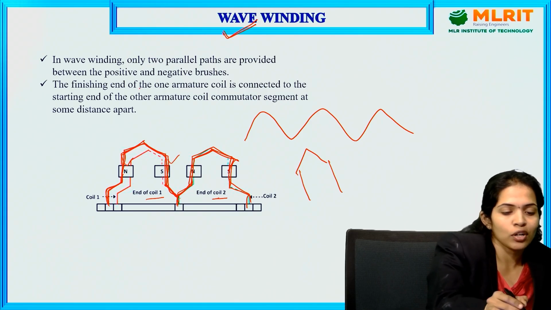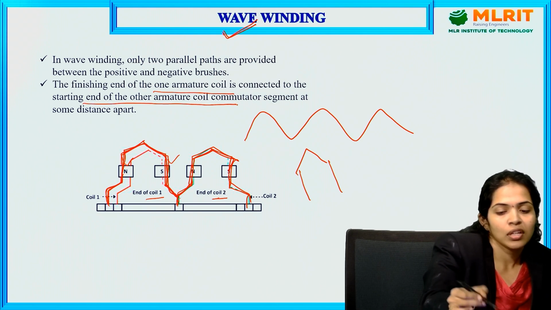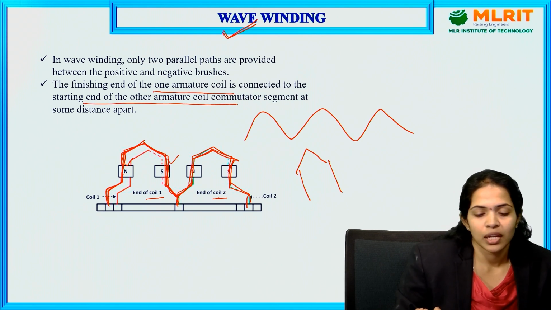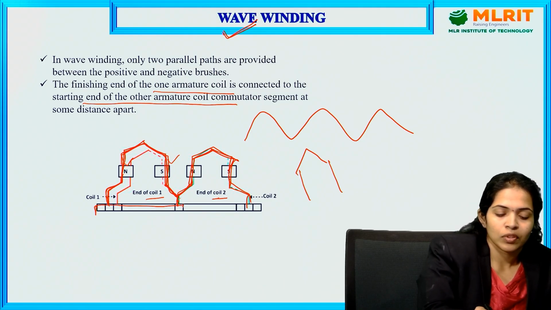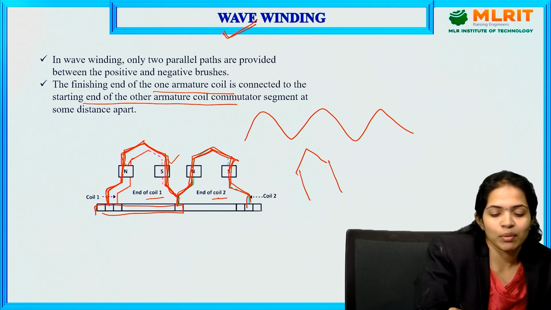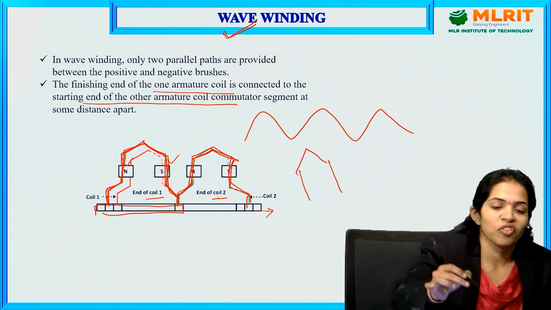The finishing end of one armature coil is connected to the starting end of the next armature coil in the commutator segment at some distance apart. All these are the commutator segments in which the respective armature coils are connected in the form of a wave.